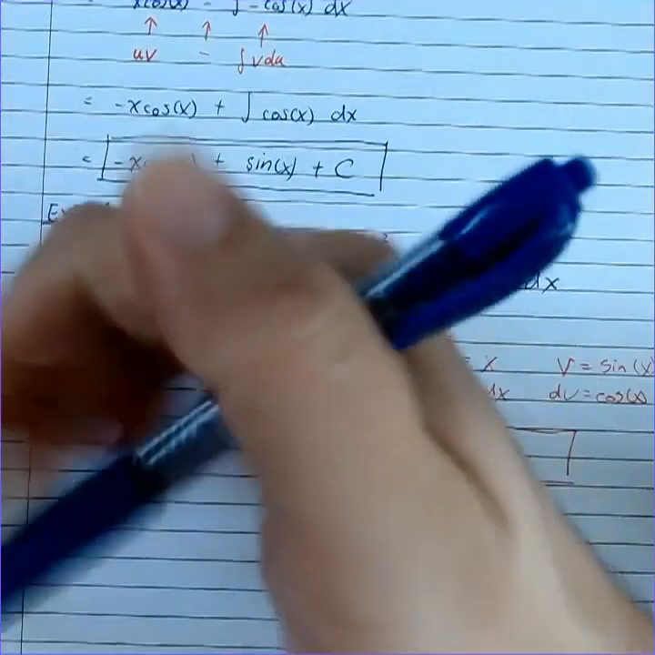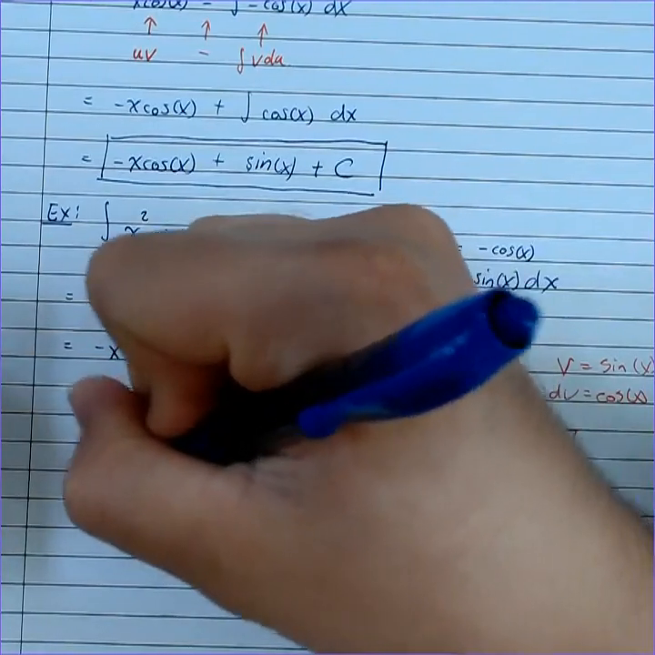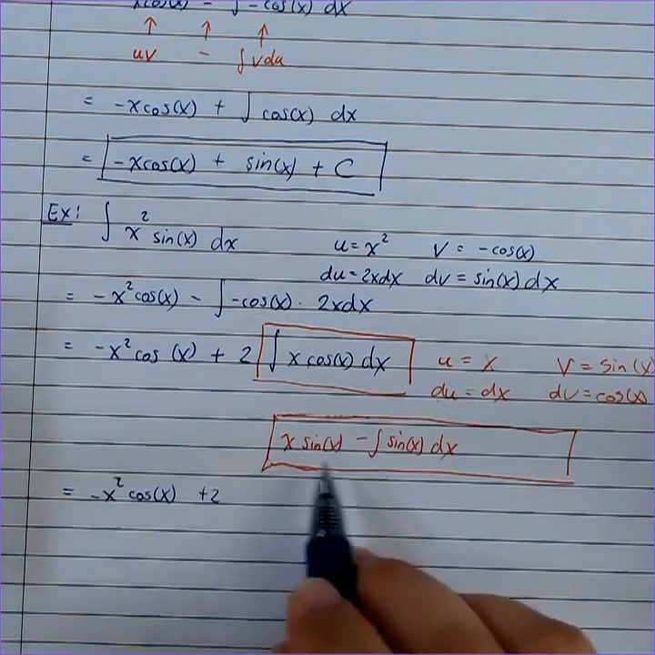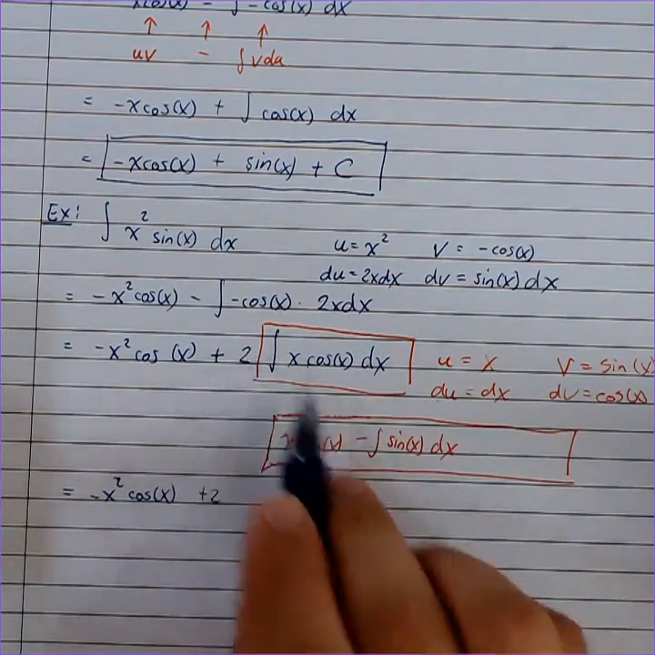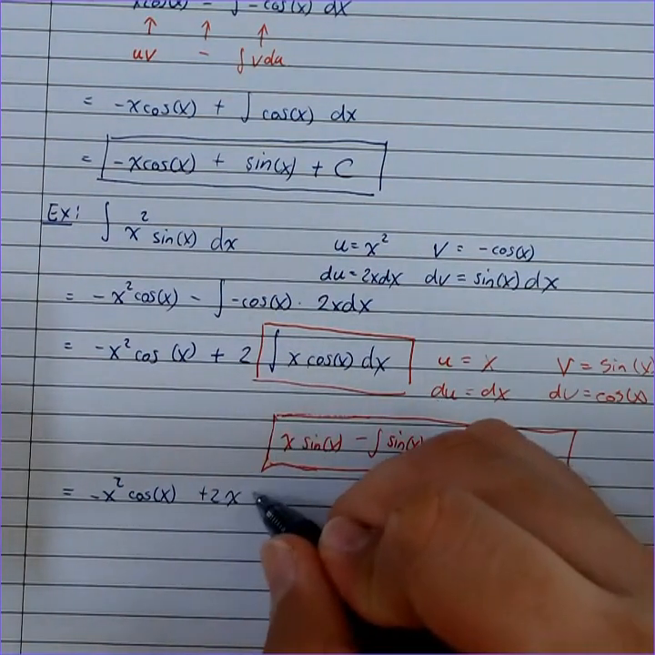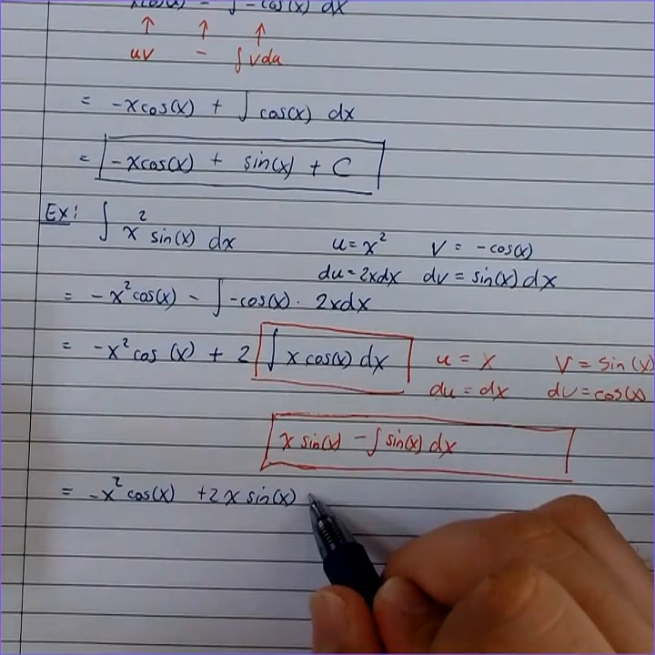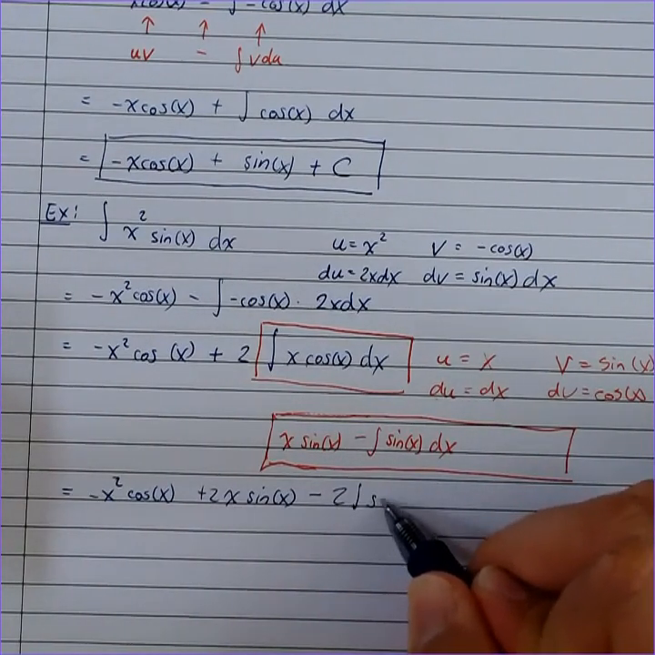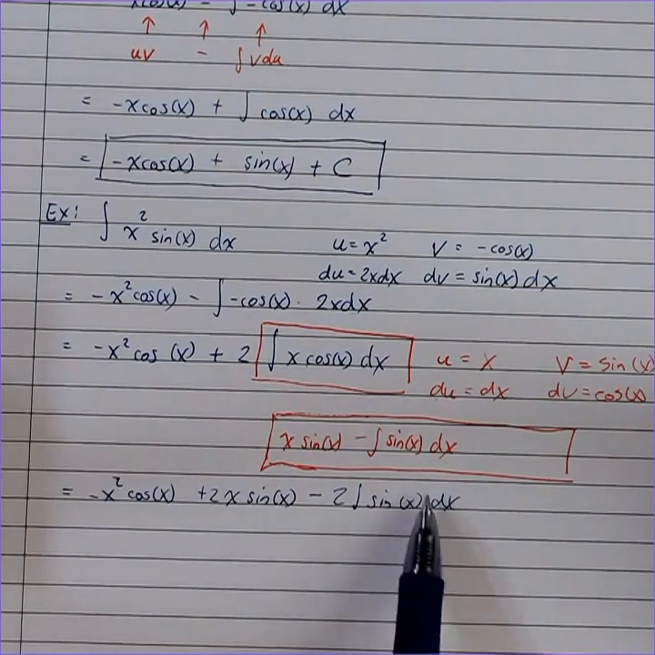So we get negative x squared cosine of x plus 2 times all of this. Here I'm going to distribute my 2 so that it's 2 times this one and 2 times this one. After all, the 2 multiplies the entire expression. So that's going to be 2x sine of x minus 2 integral of the sine of x dx. And now, this integral is one we can take. The integral of the sine of x with respect to x is negative the cosine of x.